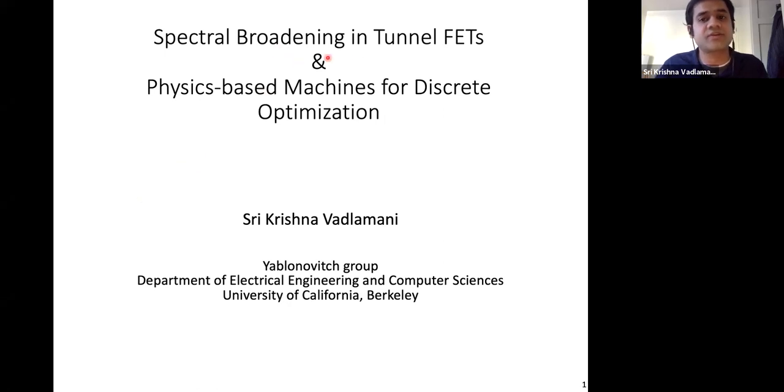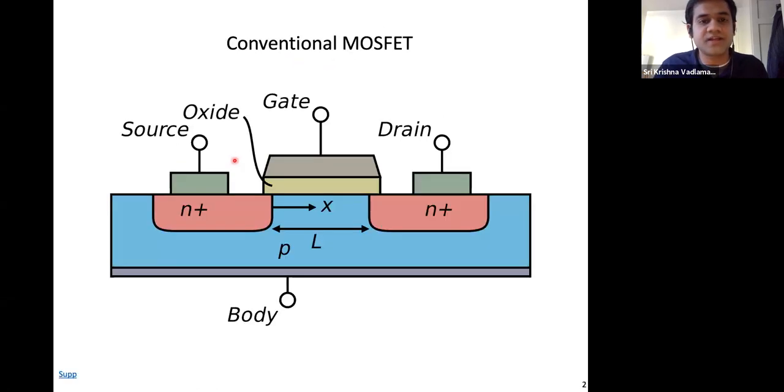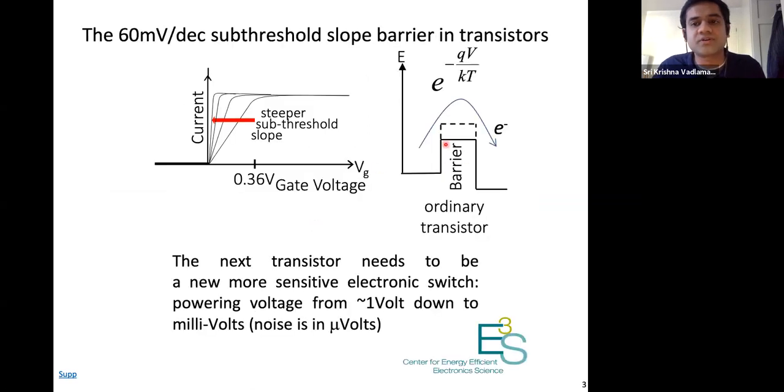So let's begin looking at the first one. This is just the structure of a conventional MOSFET. You have a source, you have a drain, you have a channel in between that is gated through a gate, and the channel barrier keeps going up and down depending on the gate voltage, and that modulates the current that goes from left to right. So that is the switching mechanism, the height of the barrier. And that turns the MOSFET on and off. So the mechanism is thermal barrier switching.